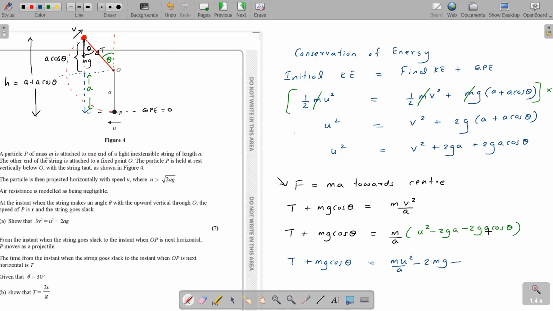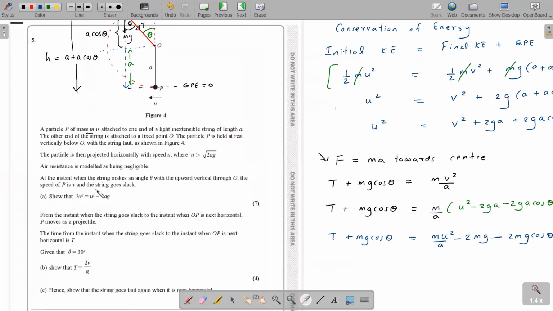Minus 2mga cos theta divided by a. Again, the a cancels, so just 2mg cos theta. Can you see? So this is what I get at this point. I can't cut off the m here because m is not common to everyone. There's a tension here. Now, what's the special word they use here?